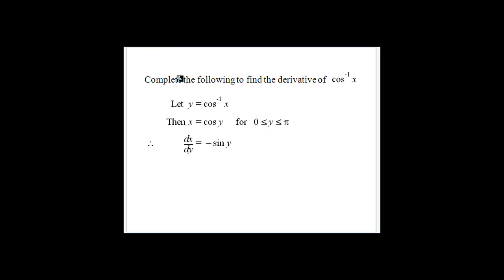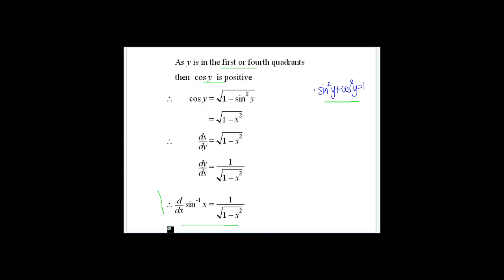So there's the two you have to remember. So the derivative of inverse cos x is minus 1 over the square root of 1 minus x squared, and the derivative of inverse sine of x would be 1 over the square root of 1 minus x squared. So all the difference is the negative.